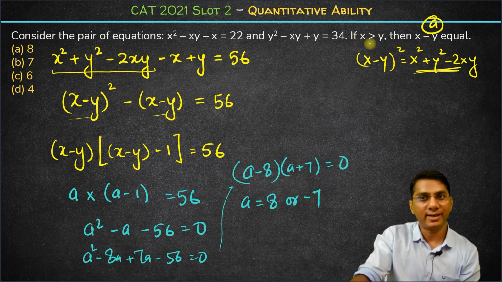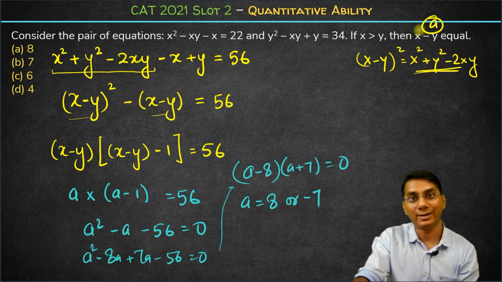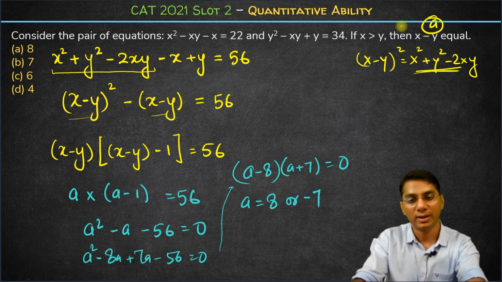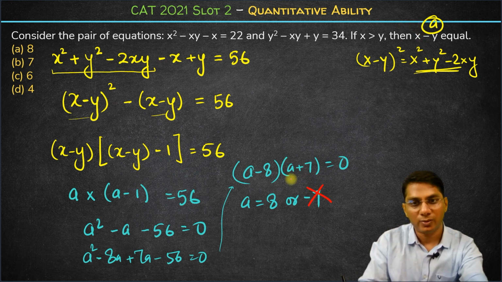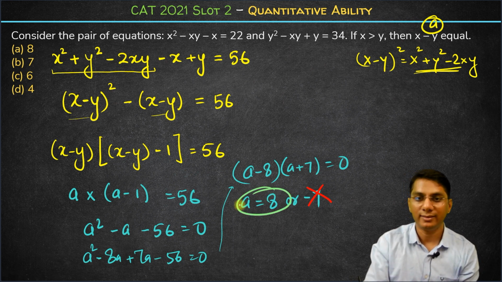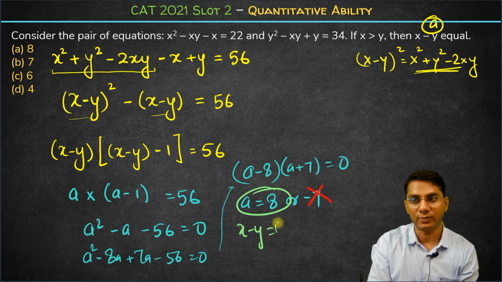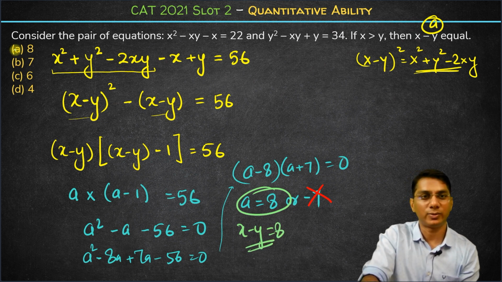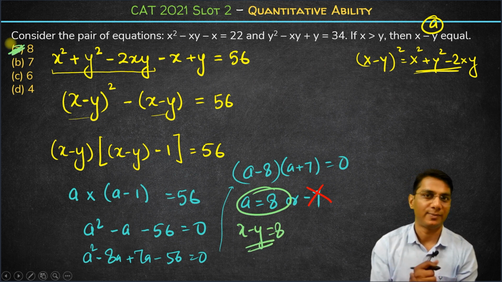But since x is greater than y, x minus y should be greater than 0. Hence a should be positive. So we will reject this case. Only this case is accepted. So the value of a, which is x minus y, is 8. X minus y is equal to 8. Hence the answer to this question is option A, 8. Thank you.